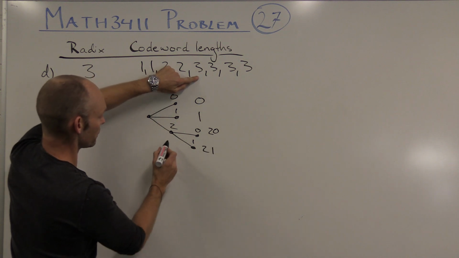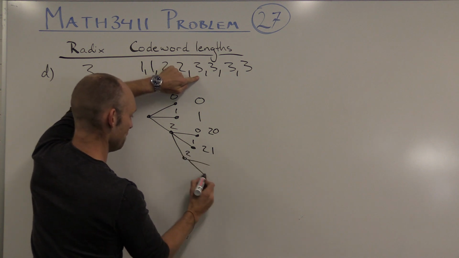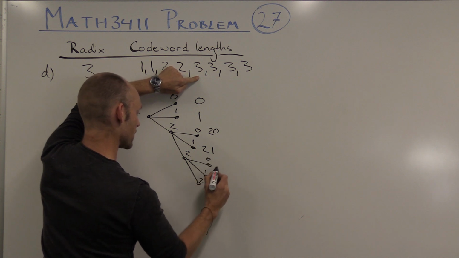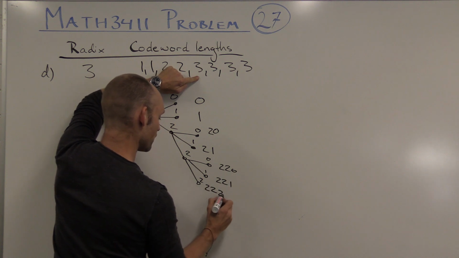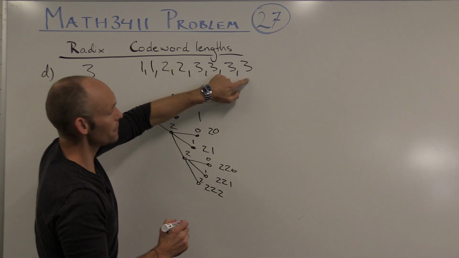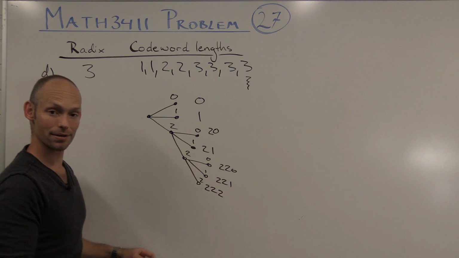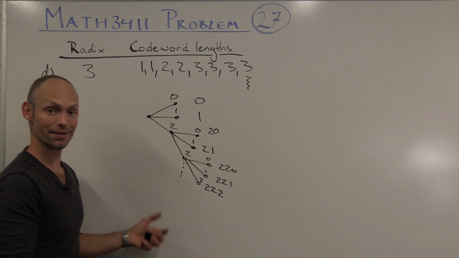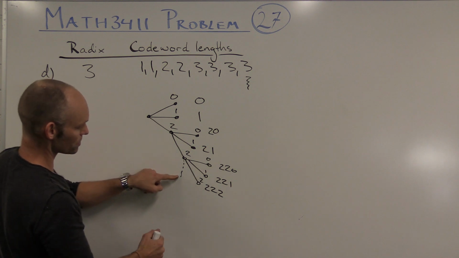Then we need a bunch of threes, so here we could take two, and then we've got three branches from this, 0, 1, 2. So 2, 2, 0, 2, 2, 1, 2, 2, 2. That takes care of the first three code words of length 3, but we still need this one here. And there's no more room to add any branches. We'd sort of have to add a fourth, but we can't do that when we've only got three symbols to deal with.